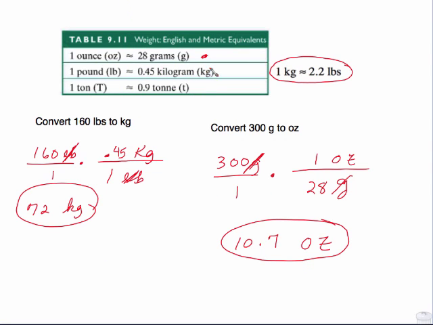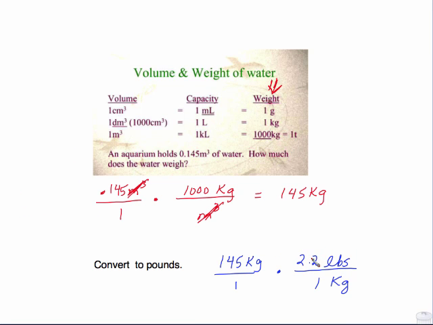I could have chosen the one that was in the chart, which is 1 pound equals 0.45 kilograms. I would have 1 pound, 0.45 kilograms, and it will give me the same answer. So now get rid of kilogram, multiply 145 times 2.2, is 319 pounds.